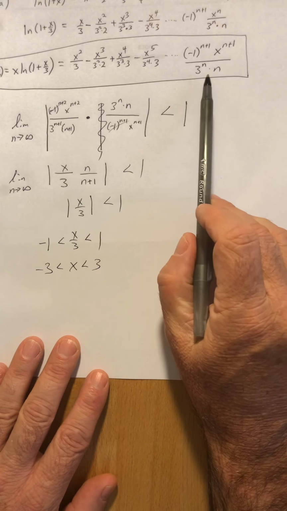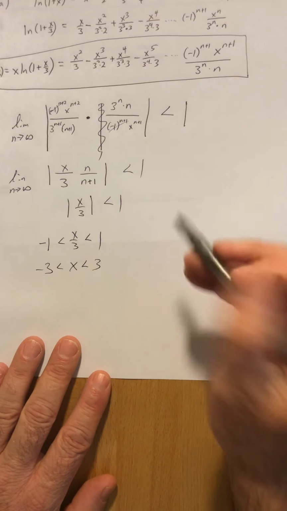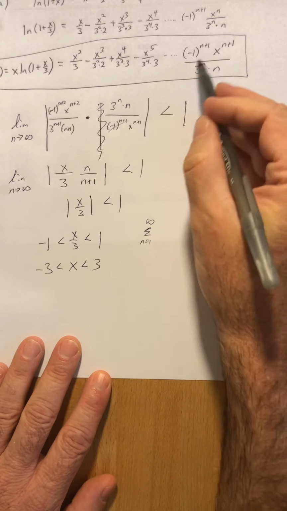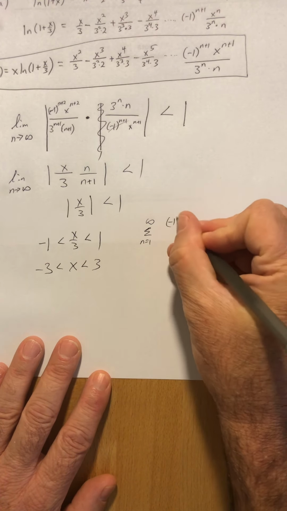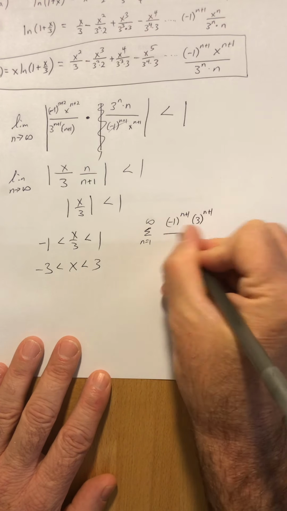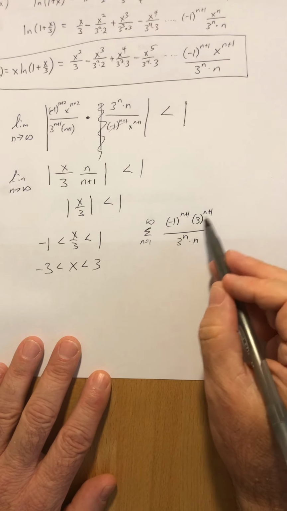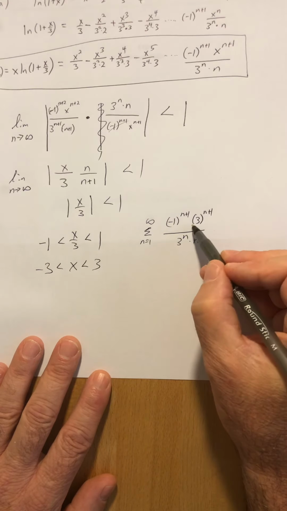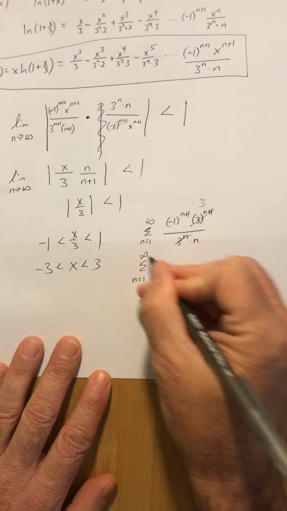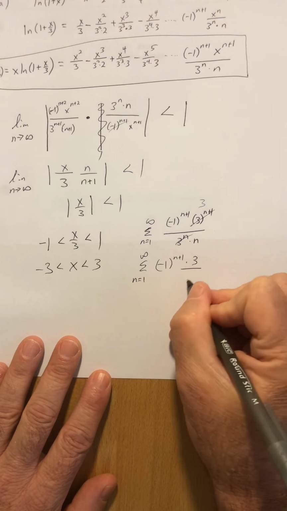So we have to go back to our series now and think about what this would look like if I plugged in 3. If I had an infinite series where this was my nth term and x was equal to 3, here's what it would look like. Thinking about simplifying this, 3 to the n plus 1 over 3 to the n is just 3. So I just get 3. And so this series is negative 1 to the n plus 1 times 3 over n.